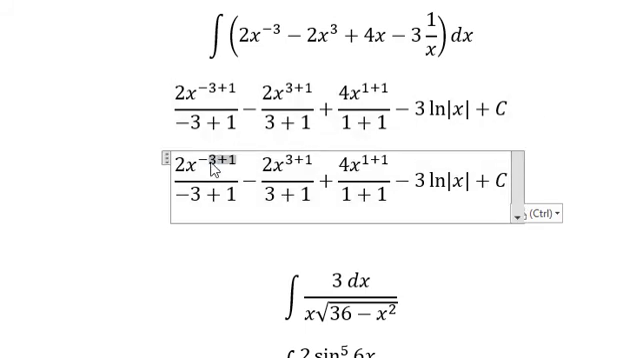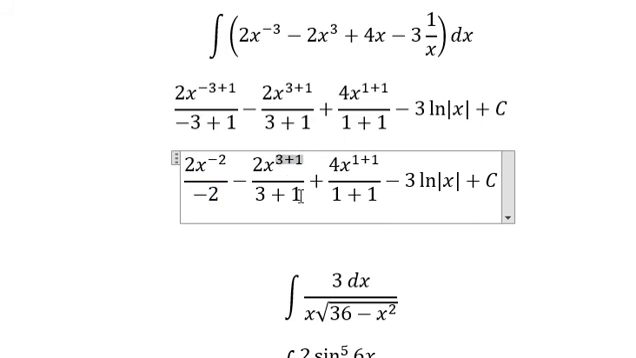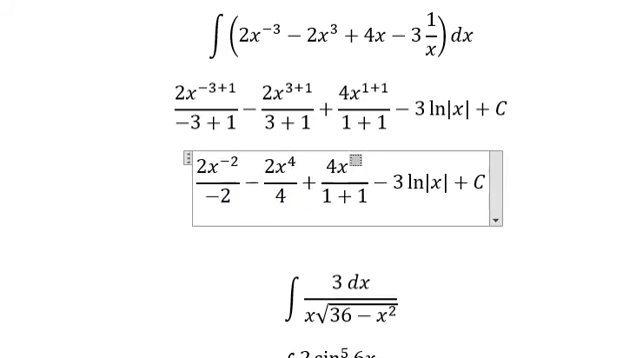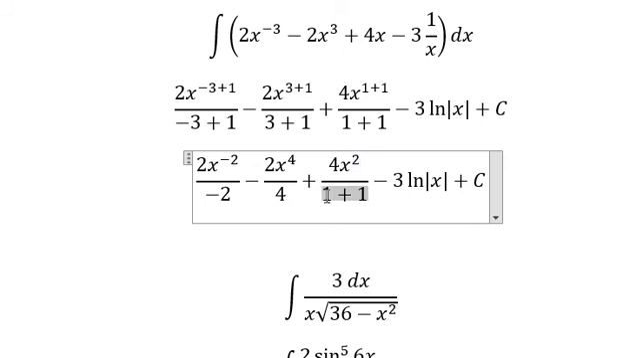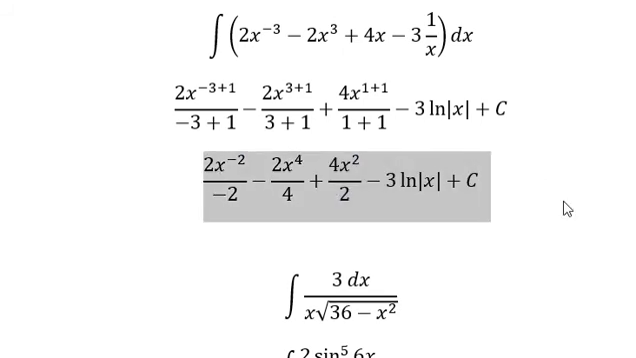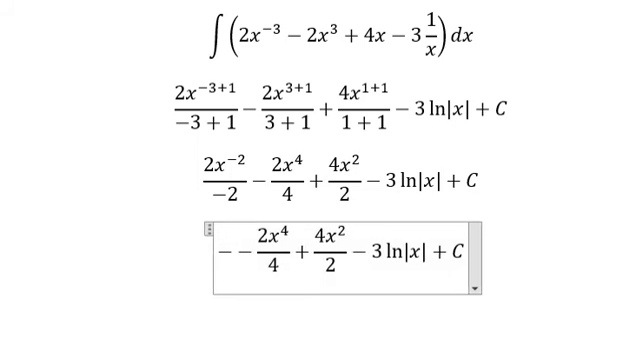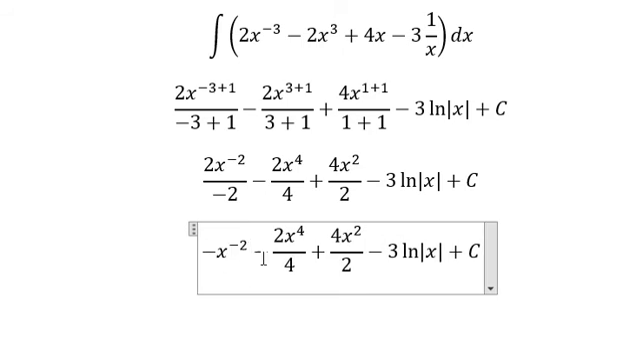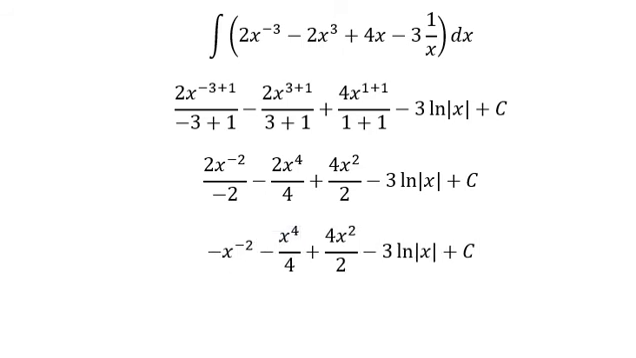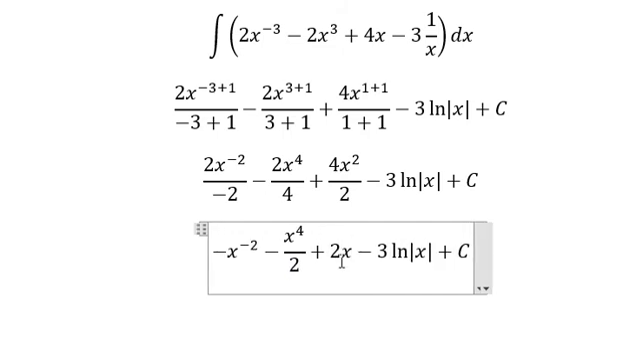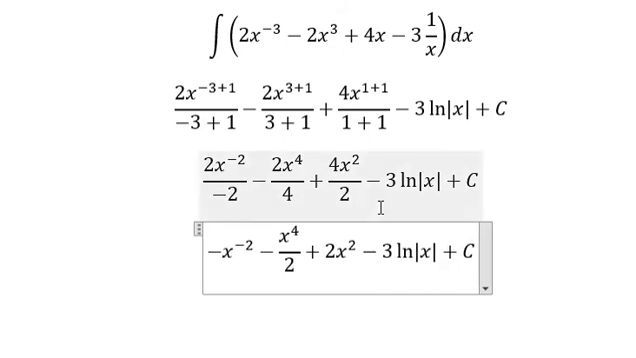This is negative 2, 4, 2, and 2. 2 divided by negative 2, you get negative 1. 4 divided by 2, and this is the final answer.